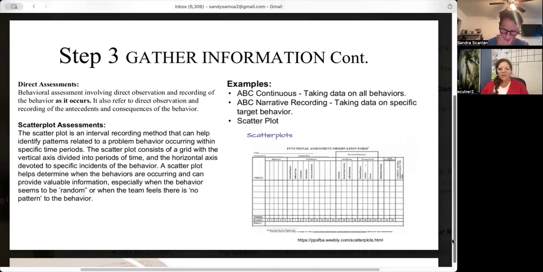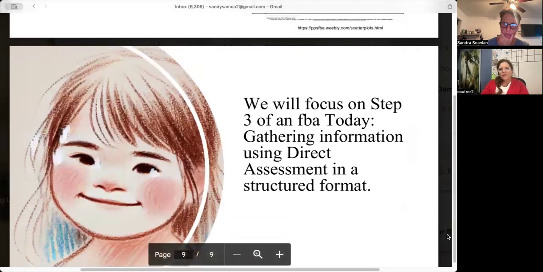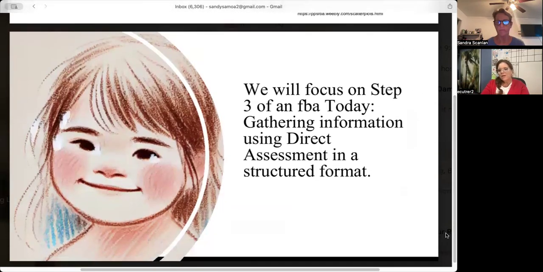And then finally, if you go to the last slide, it says, okay, so what we did in our last training was focus on step 3, which was gathering information using direct assessment in a structured format, meaning we have ways of collecting data that is structured. So this would be unstructured, just taking a piece of paper and kind of looking.